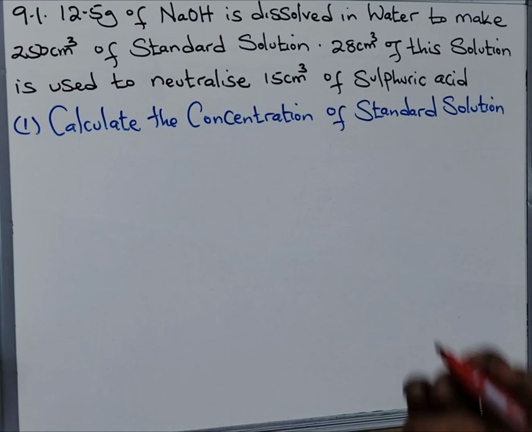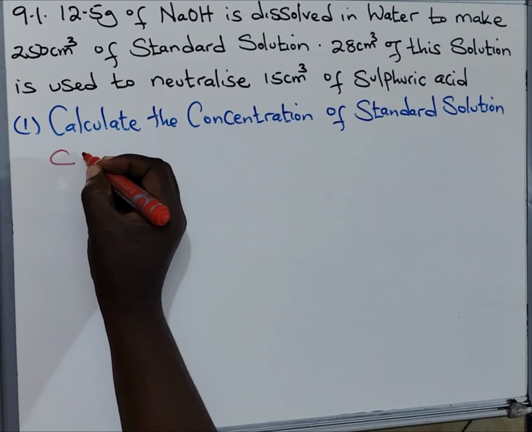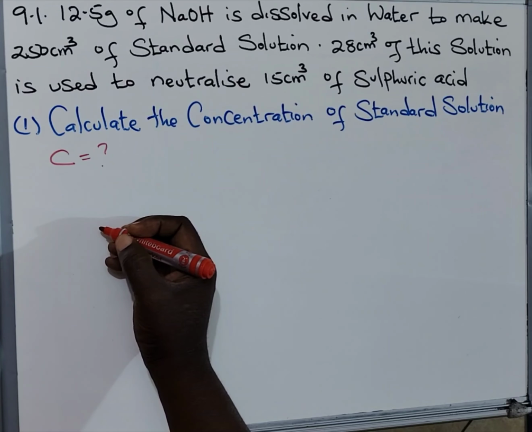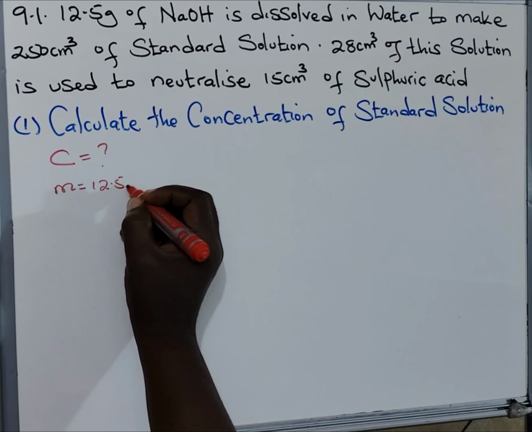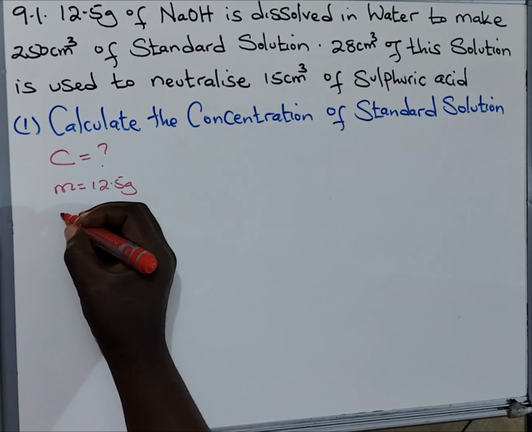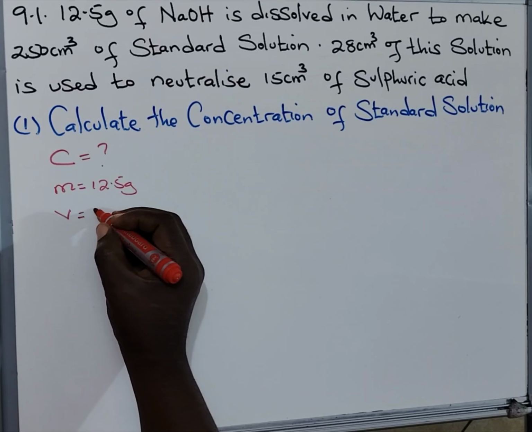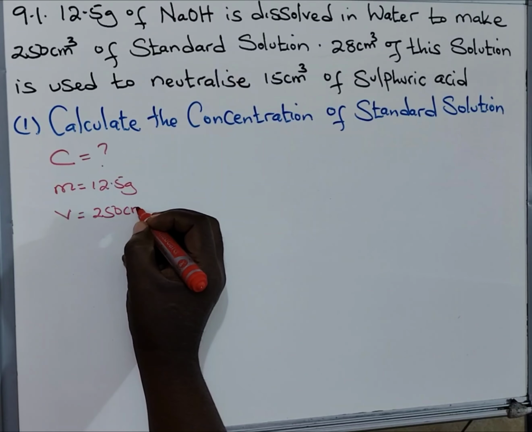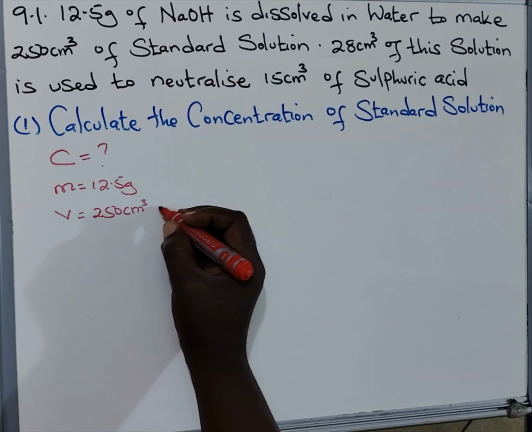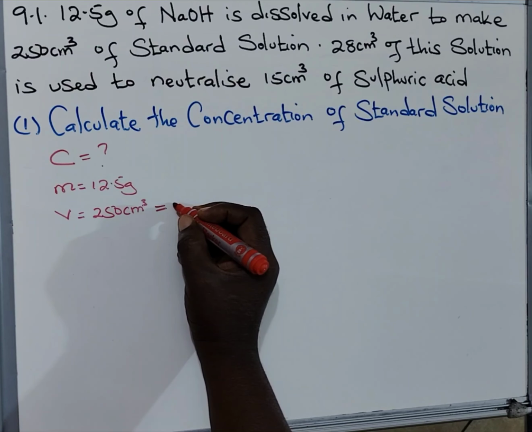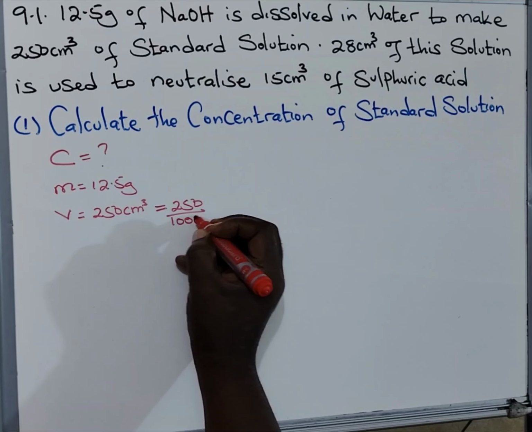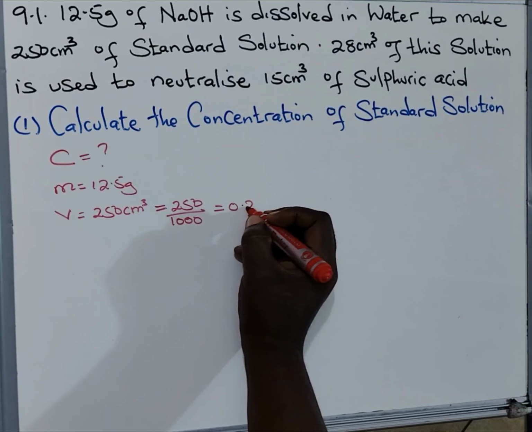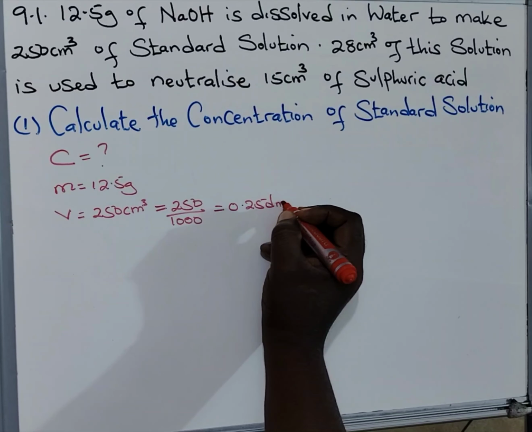So what do we know about sodium hydroxide? First of all, we are looking for concentration. We don't know it. What do we know? We know the mass. The mass is 12.5 grams. What else do we know? We know the volume. The volume is 250 cubic centimeter. And we convert it to cubic decimeter by dividing with 1,000. So what do we get here? 0.25 cubic decimeter.